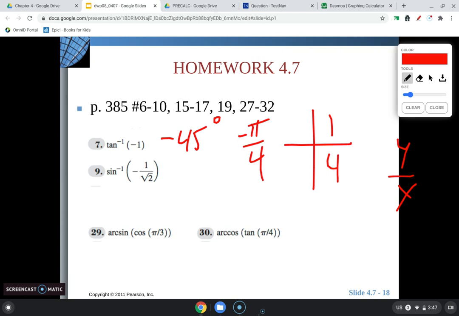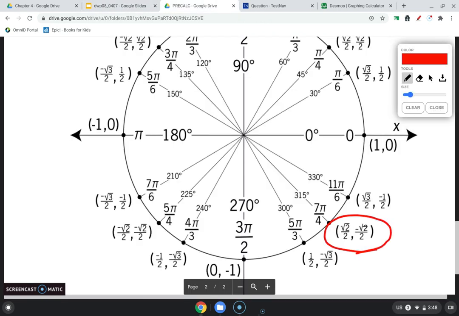Okay, let's try number 9, the inverse sine of 1 over root 2. With inverse sine, again, we're dealing with quadrants 1 and 4. Where is the sine, where is y over x, where is root 2 on the bottom? We know it can't be in quadrant 1 because everything has to be positive in 1. So where is root 2 on the bottom? That would be right here again. That's where the sine would be 1 over root 2.